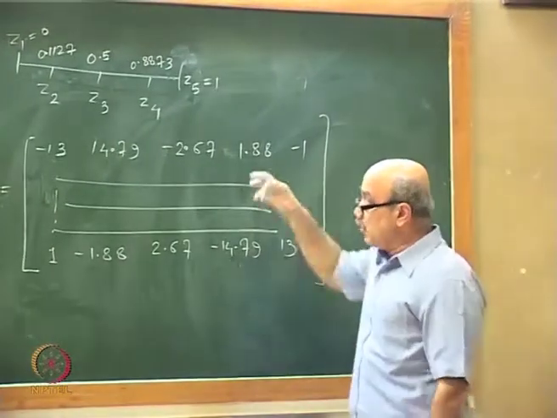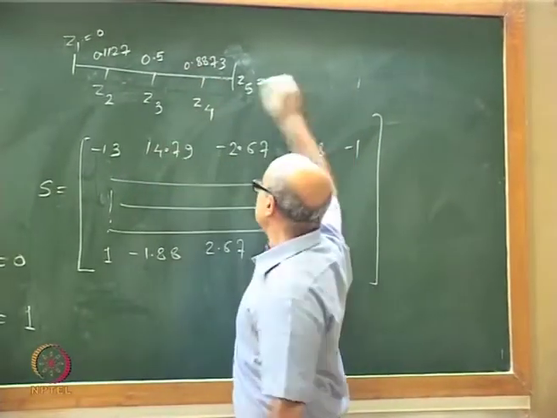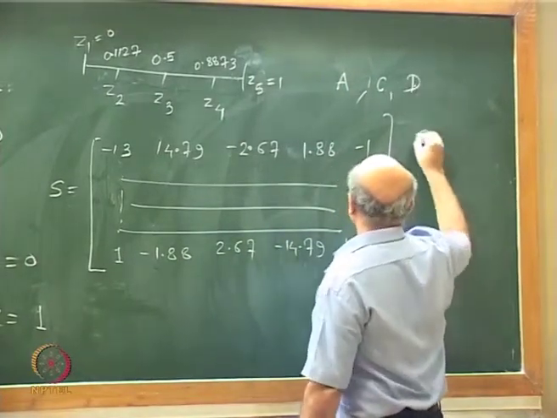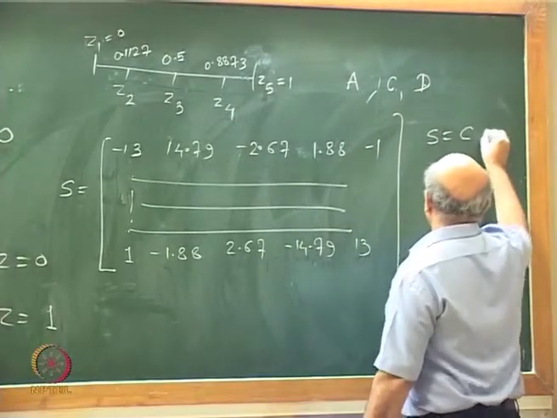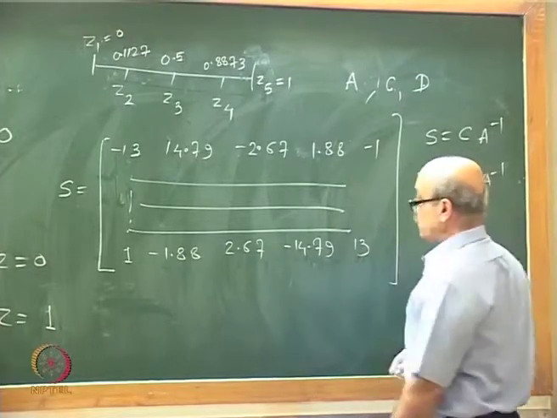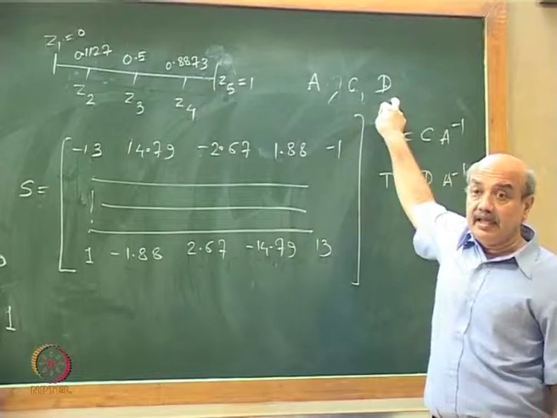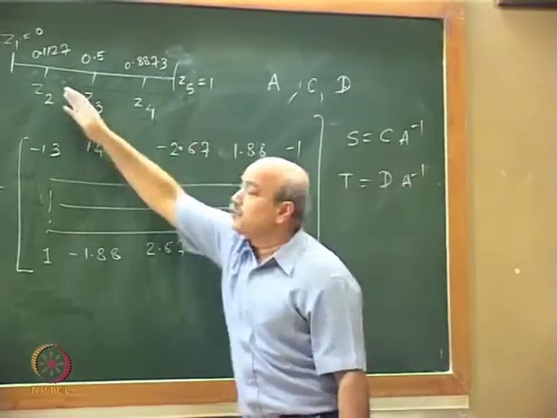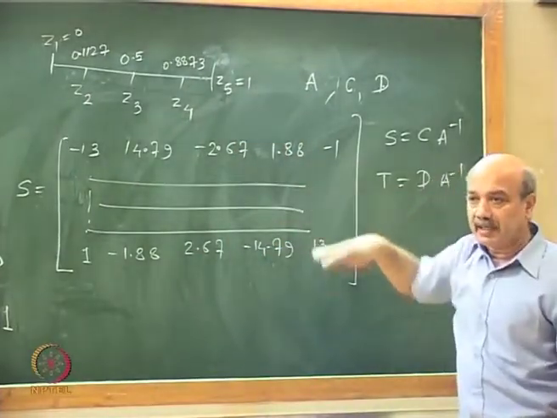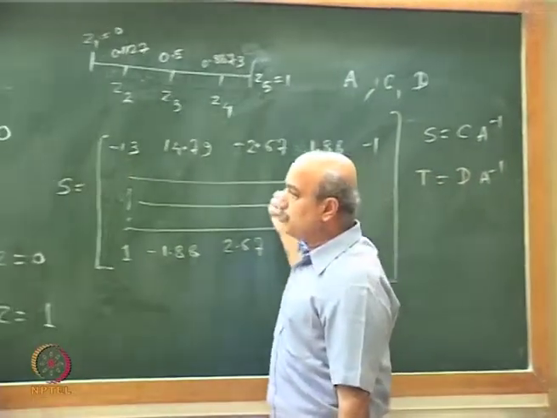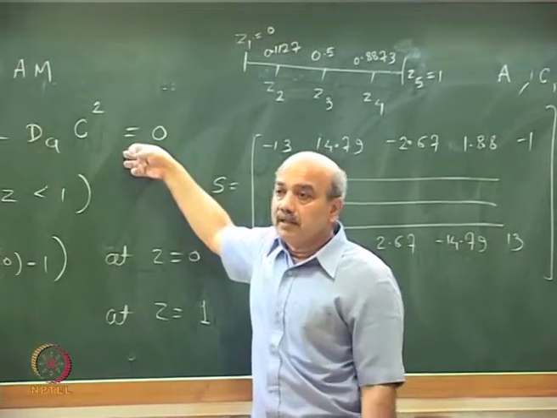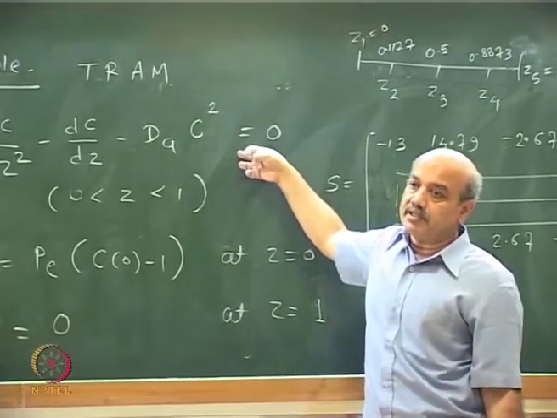Likewise, once I have chosen these points, I can compute A matrix. Then I can compute C and D matrices. Then I can compute S is equal to C into A inverse, and T is equal to D into A inverse, because A, C and D, these matrices depend only on the values of the collocation points. Once I have got these matrices, I am going to use the rows of these 2 matrices to convert this differential equation into a set of algebraic equations.